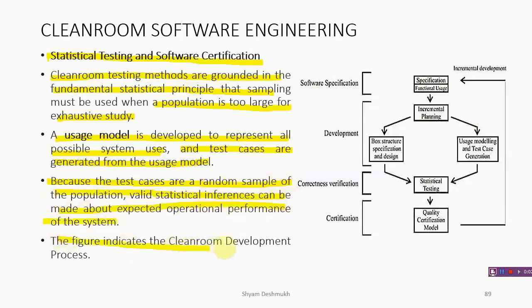The figure indicates the cleanroom development process. You can see over here there are 4 phases: software specification, development, correctness verification, and the certification. You can see the first principal technology is the incremental development, then functional specification, and third one is the statistical testing and the certification model.